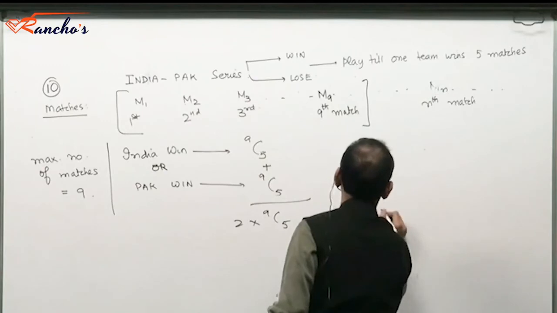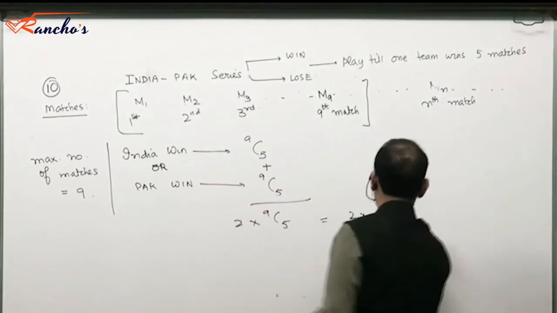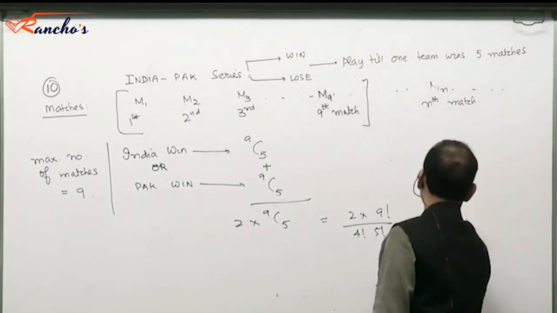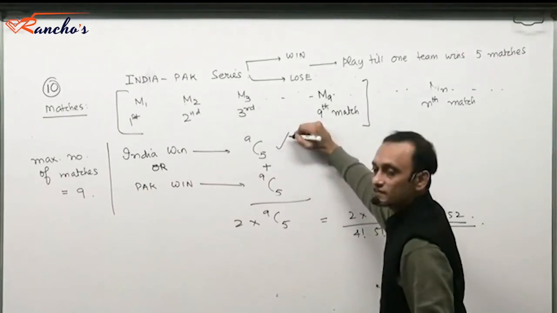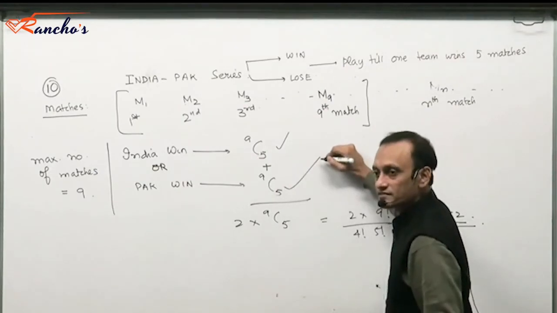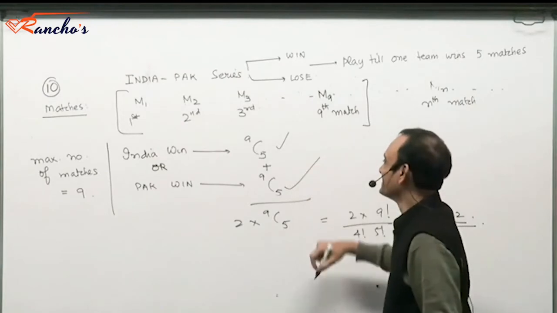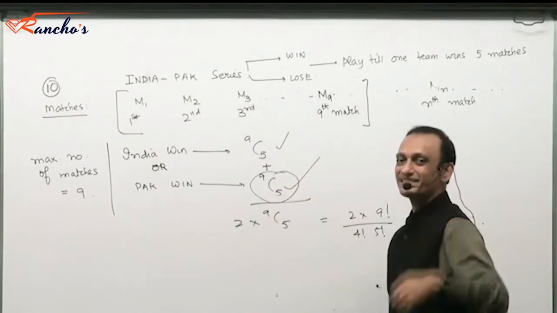Whatever this turns out to be. Have you done this calculation? 2 into 9c5. How much? 126 into 2, so that makes it 252, right? So 252 ways: 9c5 ways in which India wins, 9c5 ways in which Pakistan wins. This is only theoretical, alright? This is only a figment of our imagination. Stand by.